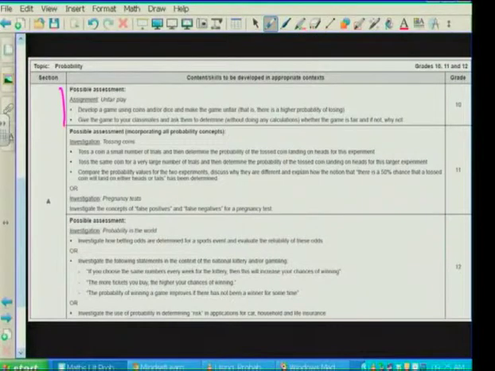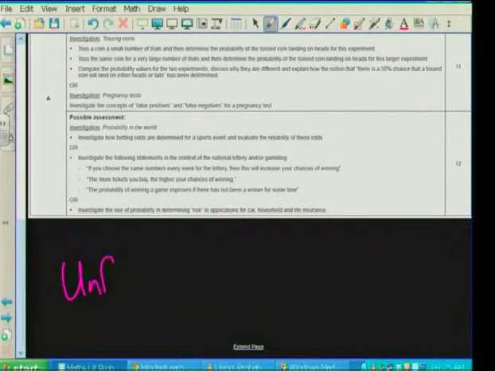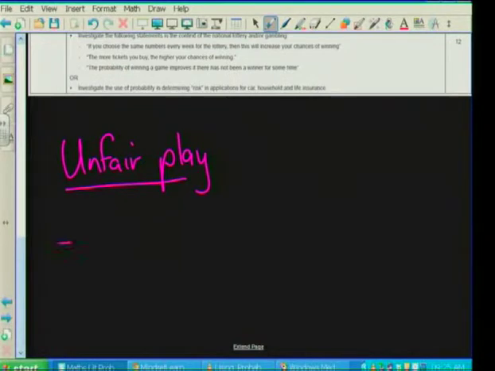And I just want to go over the first couple, just so that we've got a sense of what they are. The first one, which we're going to deal with, is the grade 10, which talks about unfair play. The other way of saying this is loaded dice.